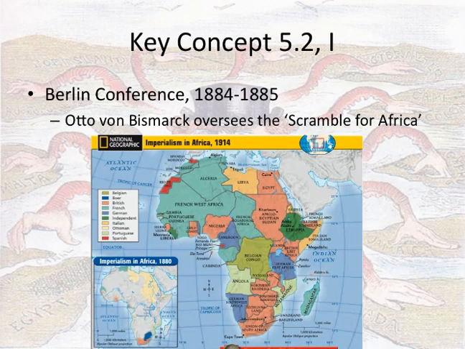Okay, so this is going to lead us to probably the most infamous example of imperialism in the area, or in the time period, in the era. And this occurs at the Berlin Conference in 1884-1885.